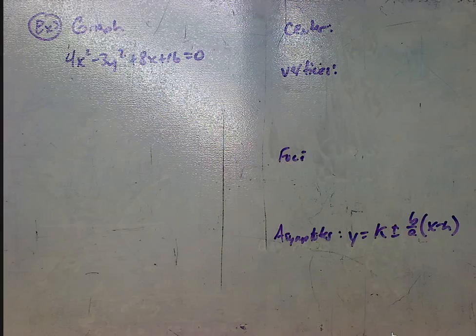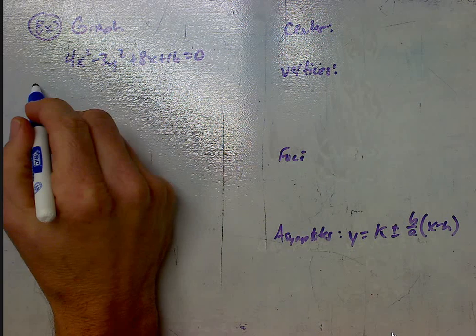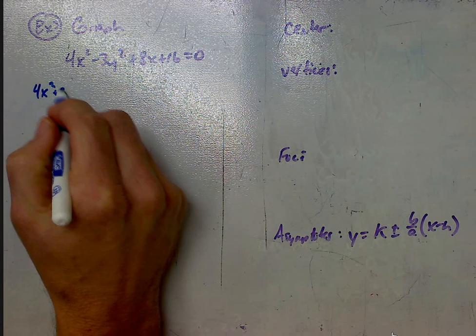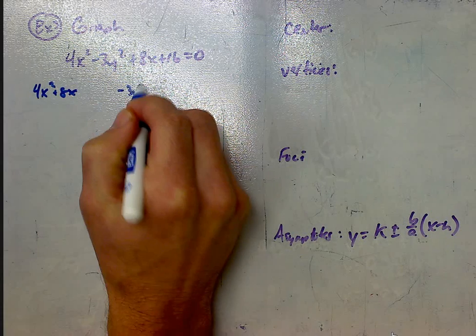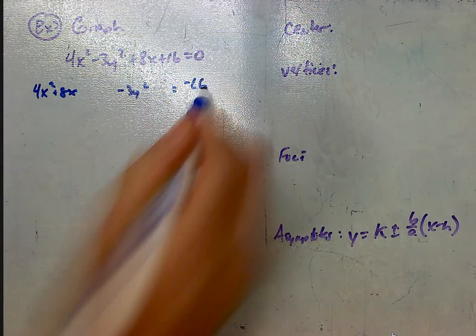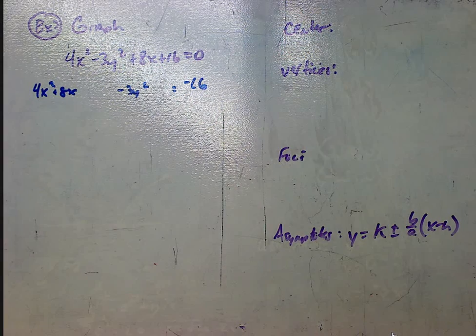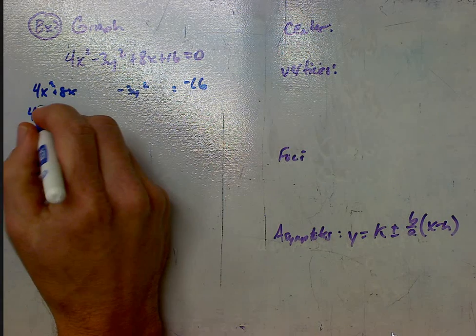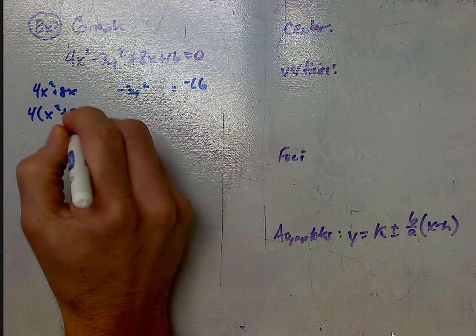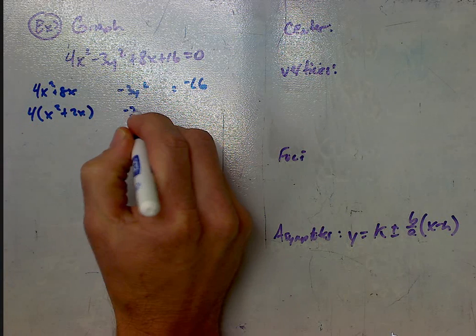For example 3, we're going to graph the hyperbola, but the center will not be at 0, 0 this time. So first thing I'm going to do is organize the x's together. 4x squared plus 8x minus 3y squared. I'm going to put 16 over to the right as negative 16. Common factor, 4 times x squared plus 2x minus 3y squared equals negative 16.